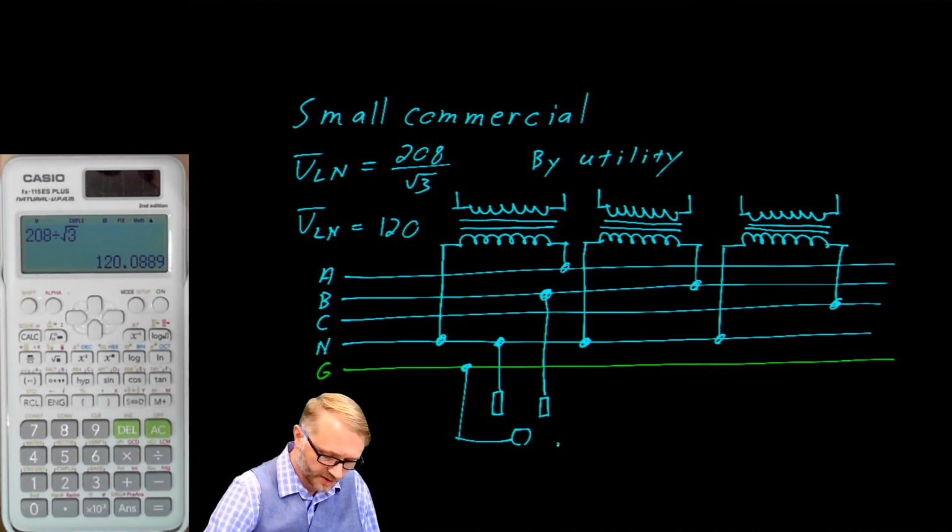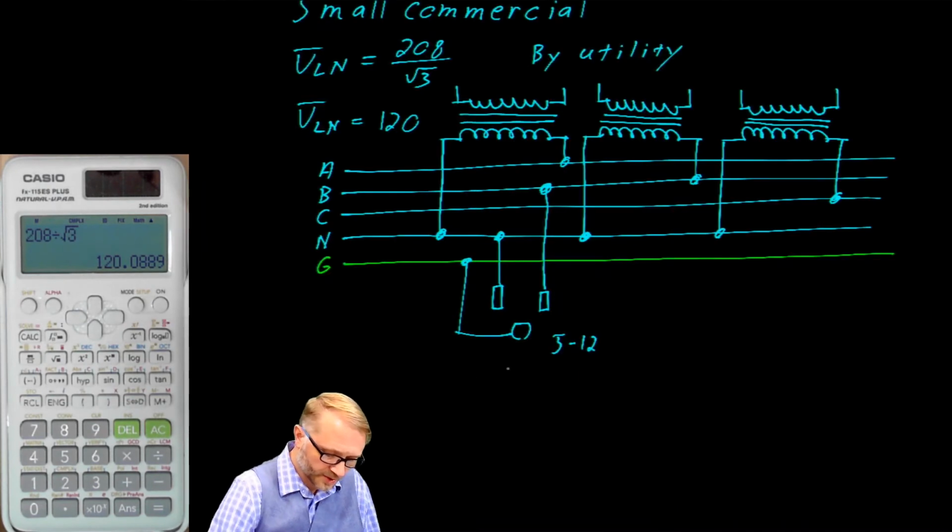So again, that's your 5-15s, or in a commercial building, you might also see 5-20s. That allows you to get a little more current out.